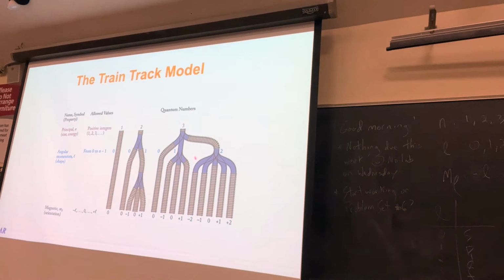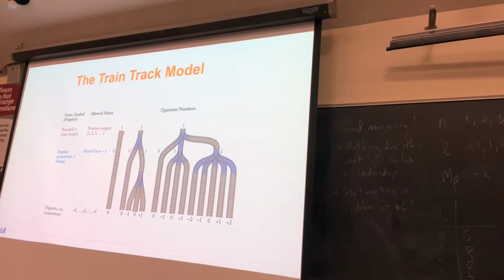But when you get to L equals 1, the 3p, we saw there's negative 1, 0, and plus 1 for M sub L. So those are the 3 tracks for the 3p. And here are the 5 tracks, if you will, for the 3d: negative 2, negative 1, 0, plus 1, plus 2.